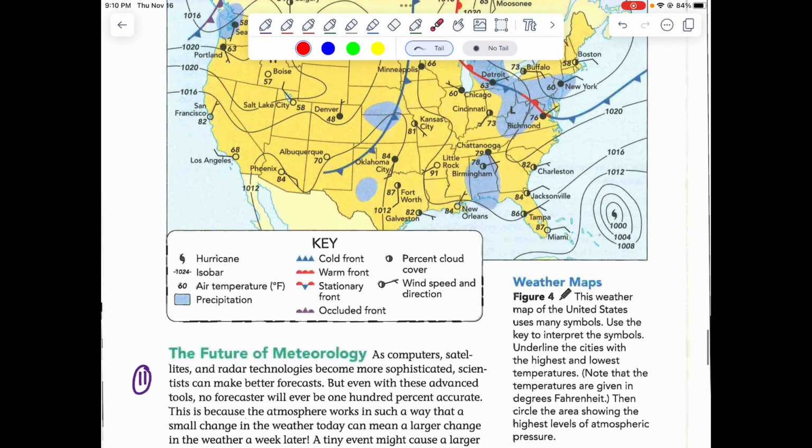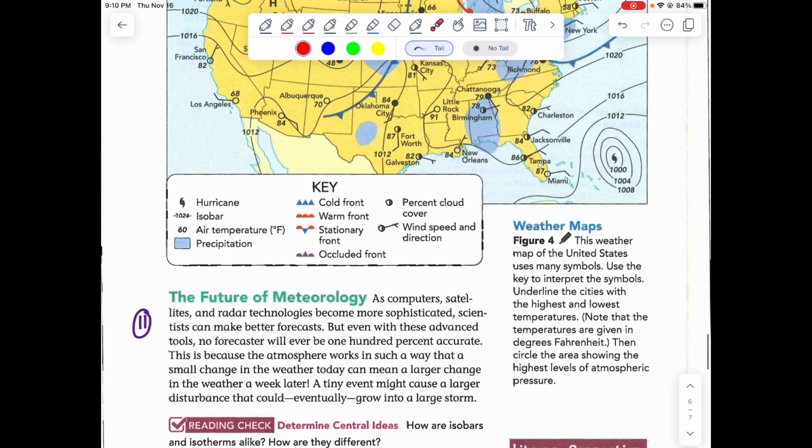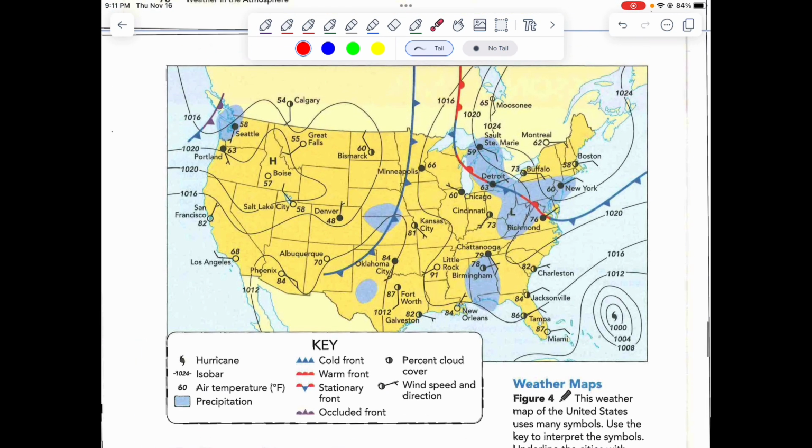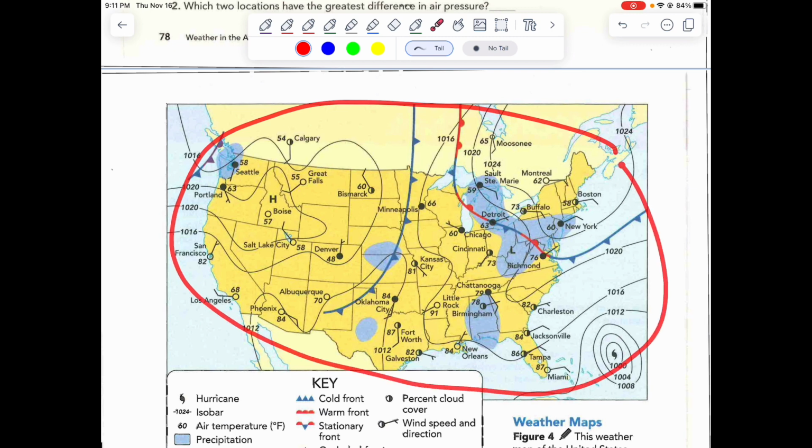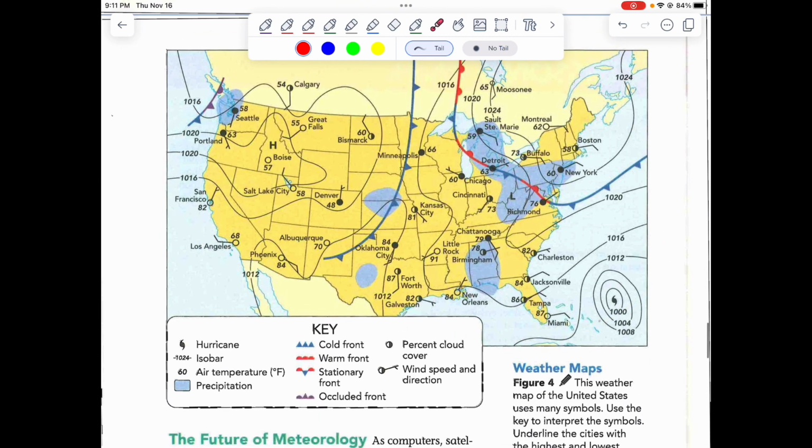This is Figure 4. Figure 4 says, this weather map of the United States uses many symbols. Use the key to interpret the symbols. Underline the cities with the highest and lowest temperatures. Note that the temperatures are given in degrees Fahrenheit. Then circle the area showing the highest levels of atmospheric pressure. So you have a key, and the key shows all kinds of different items that are on our map. Take a look at your map and see if you can make out and understand what each part of the map is trying to tell you.